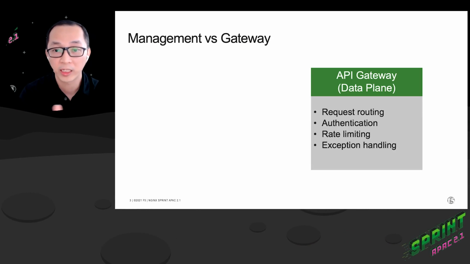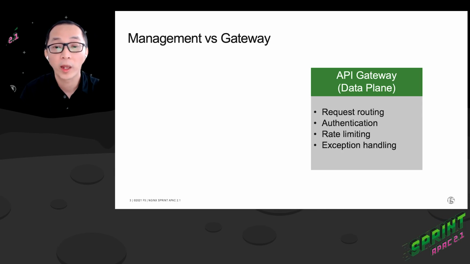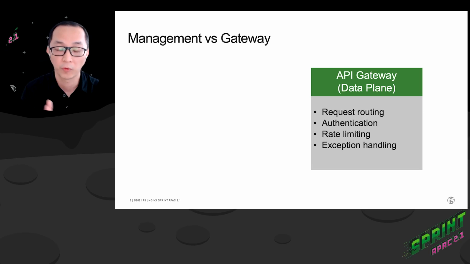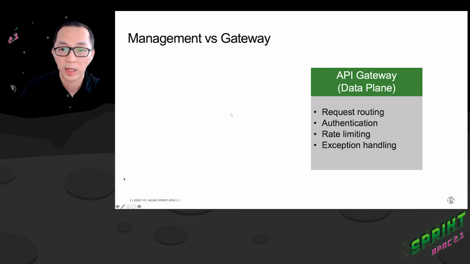API gateway, also known as the data plane. Actually, API gateway is nothing but an OSI layer 7 proxy. Now, it's just the traffic. It's a proxy that handles all the request traffic from the client. So with the API gateway, you can handle request routing, and then you can do authentication and authorizations. You can do rate limiting.